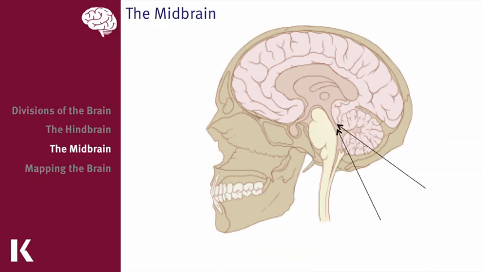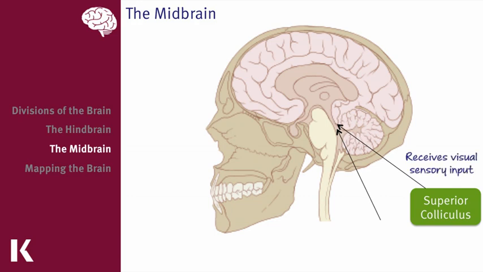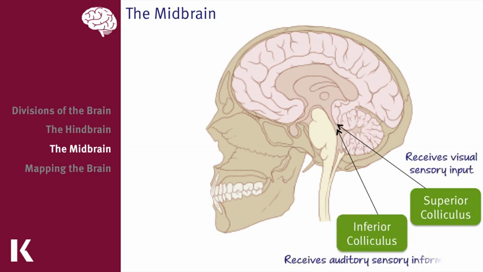In the midbrain, note that there's the superior colliculus, which receives visual sensory input, and the inferior colliculus, which receives auditory input. And it might be helpful for test day to know that the mnemonic Superman has superior vision to help us remember that the superior colliculus is what's responsible for relaying visual sensory input.